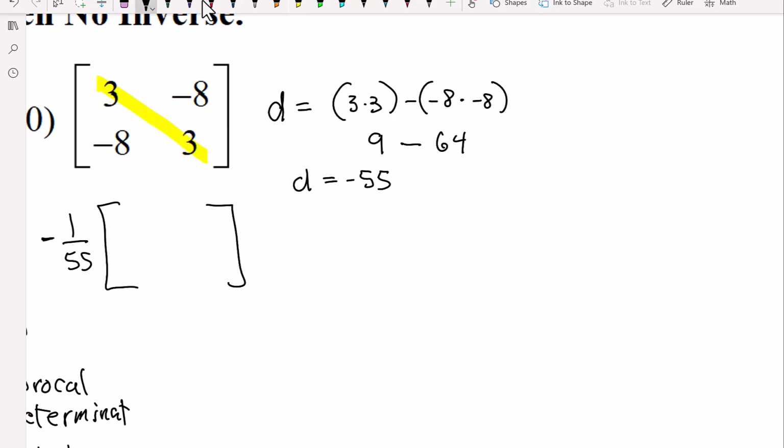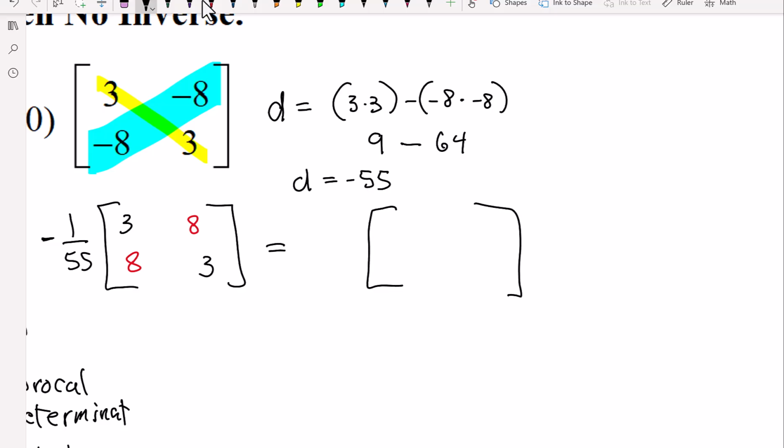And now we're going to swap these two. Well, isn't that interesting? When we swap them, they actually stay the same. And we're going to multiply each of those by negative 1. So the final becomes negative 3/55, 8/55, 8/55, negative, I'm sorry, these are all negative. All of those stayed the same like that.